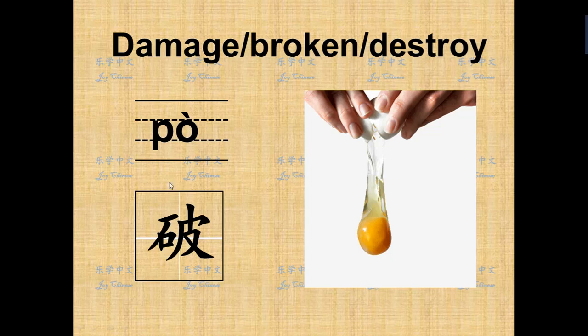The meaning of this character is, if it's a verb, damage, or break, destroy. If it's a noun, it means something is broken. For example, you break an egg. At this time, you can say the egg is broken using po.